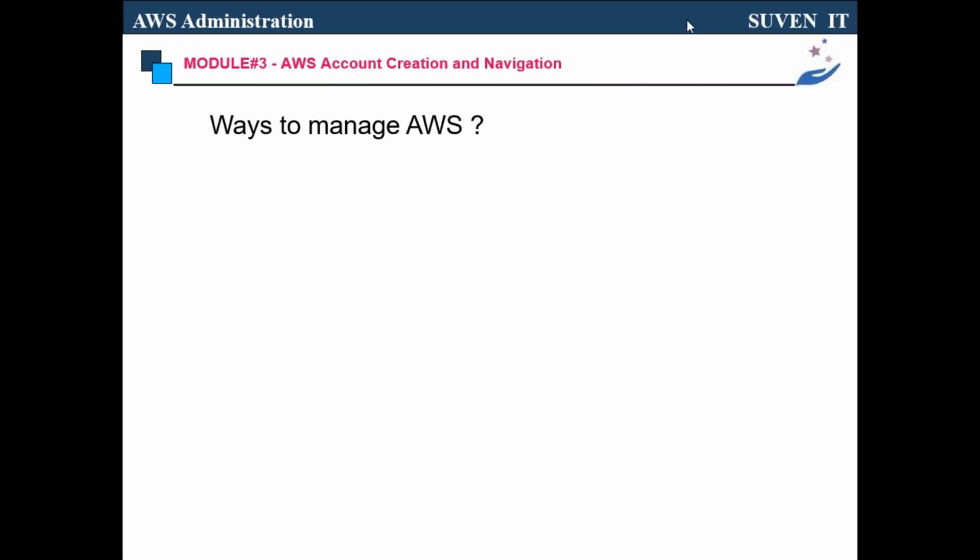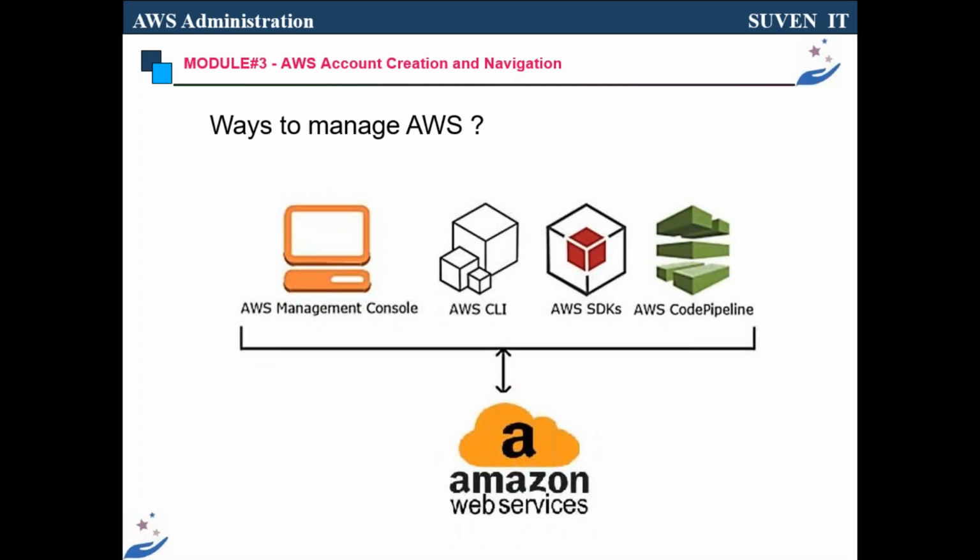It's very simple and straightforward. So then what are the different ways to access AWS? Once you have created it, you can log in to AWS, right? You can log in using the Management Console, using the Command Line, and using the SDK, some code pipeline, and these are all the various options to log in to your system.